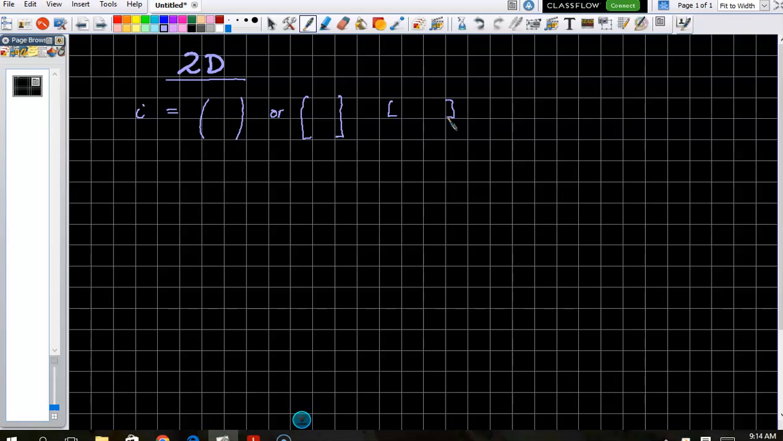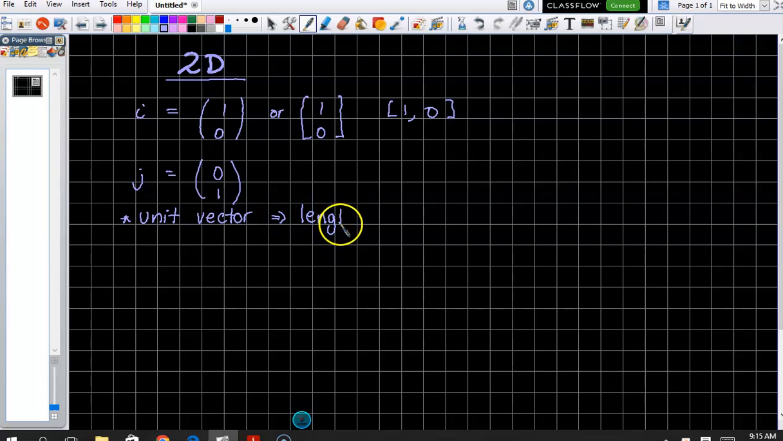So what is i? It's a special vector. (1, 0), that's right. And what length does that have? It has a length of 1, and that gives it a special name. What is that called? The unit vector. Okay, so j is the same as (0, 1). You don't have to write all of this down, because I will give you a summary in a minute. Unit vector, which means it has a length of 1.